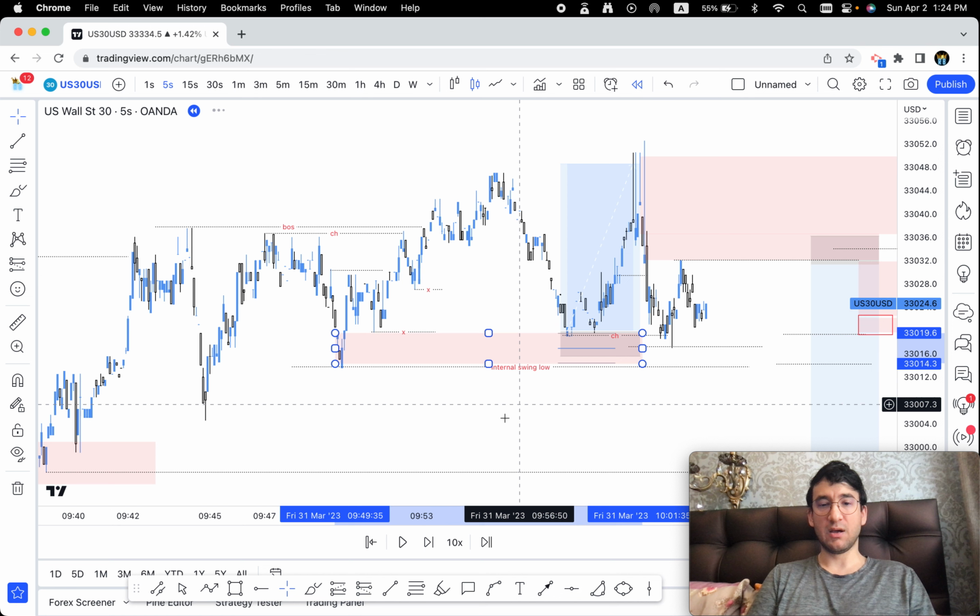Okay. And then once I left my computer, I saw that my entry here would have worked perfectly. And of course, it was really nice here based off of what we saw. I saw this area here as my inducement, that little red block. So anything below it is my fair value gap, and I entered from there. And that's pretty much about it, guys.